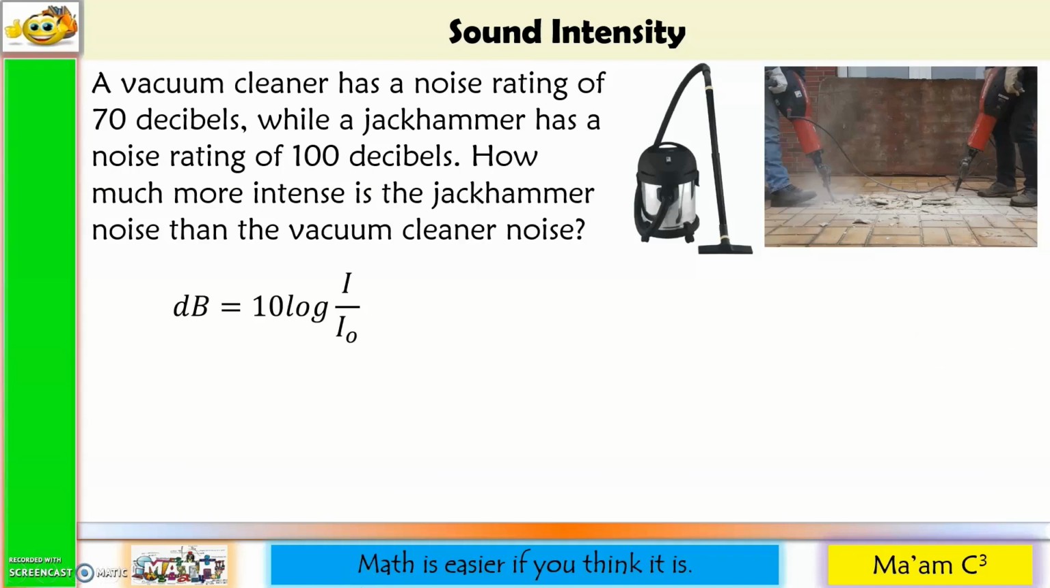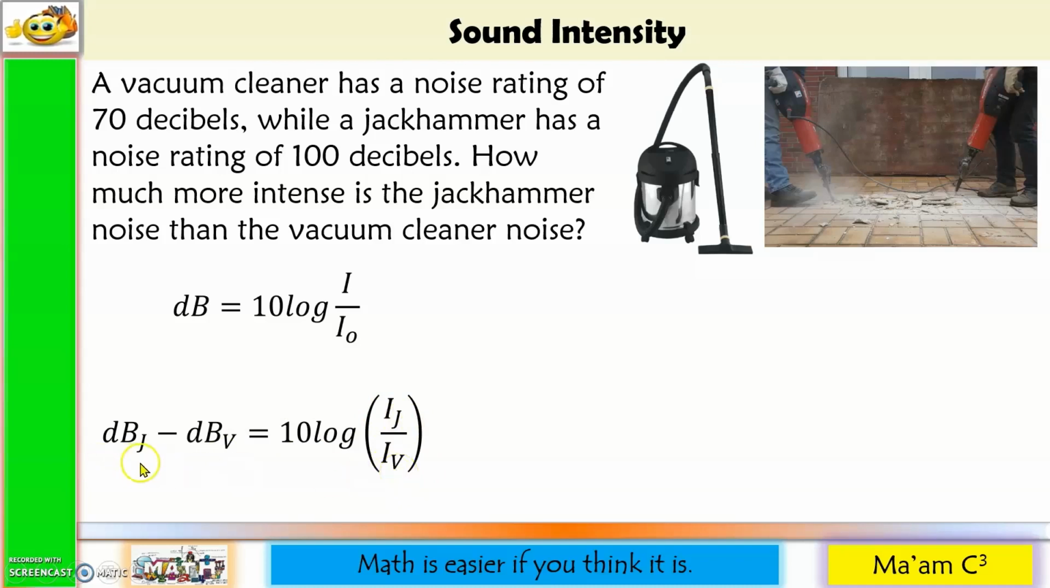Let us have another example. A vacuum cleaner has a noise rating of 70 decibels, while a jackhammer has a noise rating of 100 decibels. How much more intense is the jackhammer noise than the vacuum cleaner noise? Remember the formula that we use when we compare two earthquakes? We're going to use the same concept when comparing the sound intensity. So this one is the decibel of the jackhammer, and this one is the decibel of the vacuum cleaner. This one is the intensity of the jackhammer, and this one is the intensity of the vacuum cleaner.